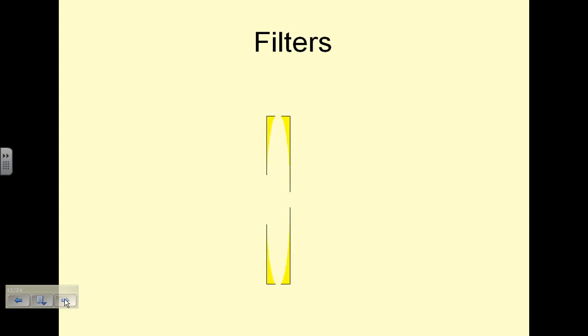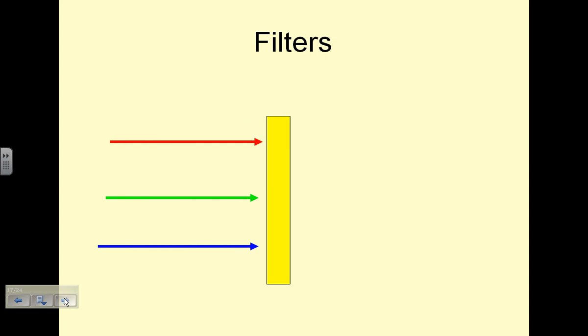Let's look at this situation. We have a yellow filter. We shine white light on it. Think about yellow and which two colors comprise yellow. Remember, we could get yellow with red and green. So a yellow filter will absorb the blue and transmit the red and the green, and you're going to see yellow light.